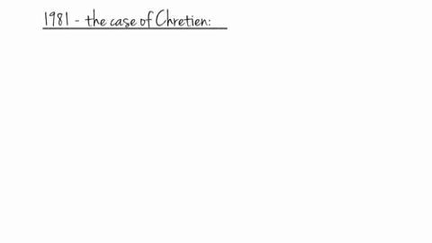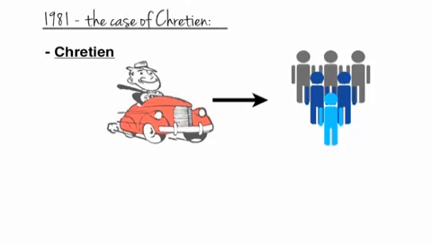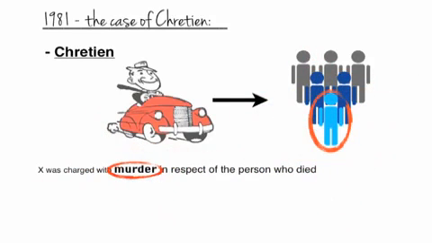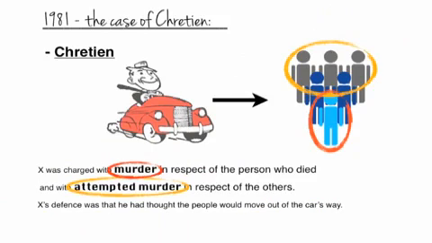In 1981, we had the leading case of Chrétien. In the case of Chrétien, X was intoxicated and drove into a group of people. One died and the others sustained injuries. X was charged with murder in respect of the person who died, and with attempted murder in respect of the others. X's defense was that he had thought that the people would move out of the car's way. He did not intend to kill or injure anyone.